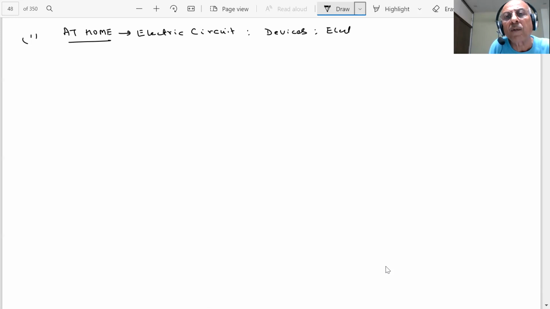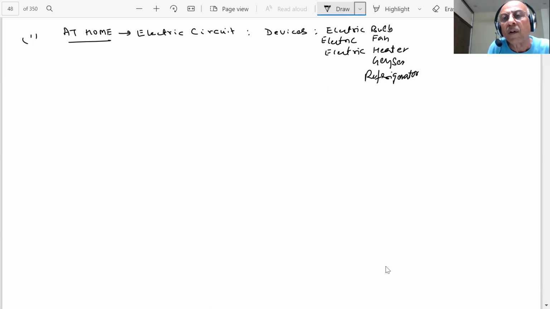Supposing you have an electric bulb, you have an electric fan, student. Then you have an electric heater, geyser, refrigerator. All this you are using at home. Are you using? Yes or no? Washing machines. Now the question is, student, how should we connect the circuit? Should we connect them all in series or in parallel, student? The question is now.